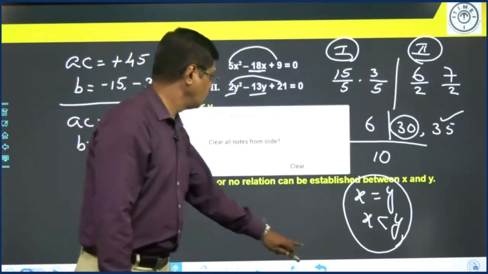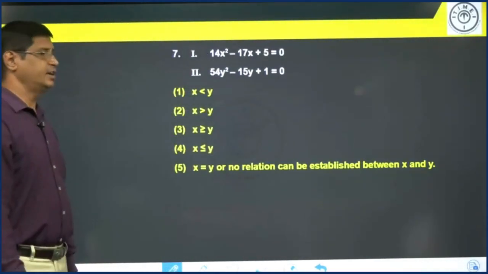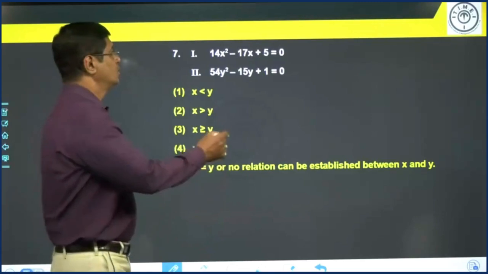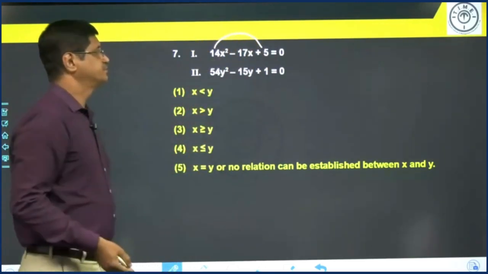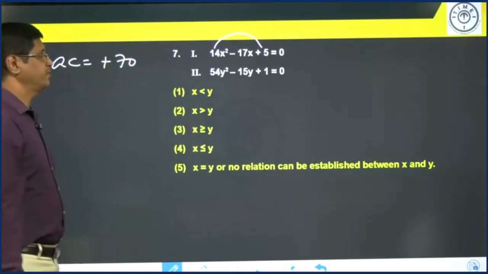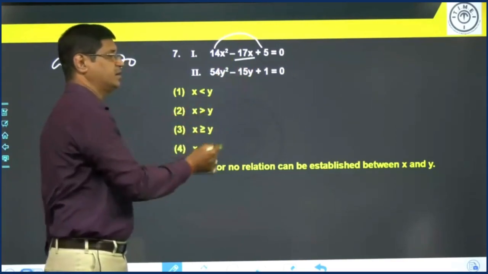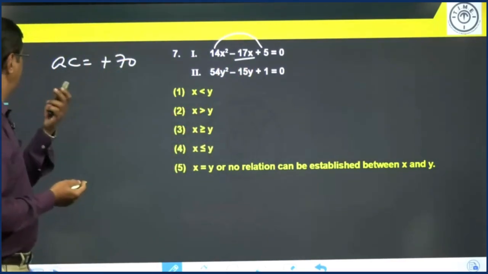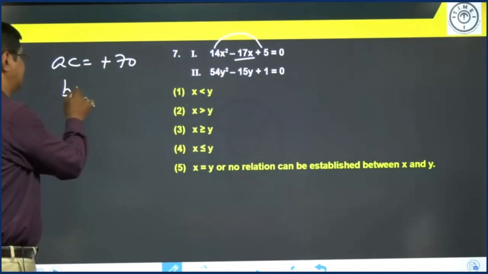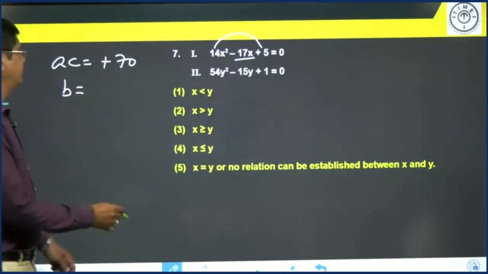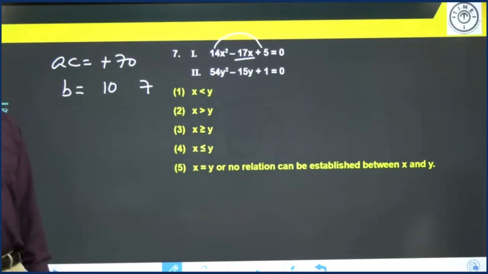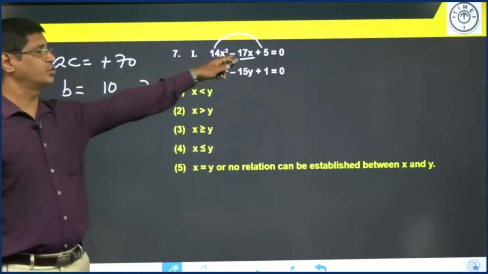Okay, just a comparison of roots of the first quadratic equation with the second quadratic equation. Look at the next example. 14 into 5, so a into c is equal to positive 70. What about the middle term here? Minus 17. When AC is positive, the product of the terms is positive, and b will be the sum of the two factors. 70 means 10 into 7. 70 we can express as 10 into 7 whose sum is equal to 17.